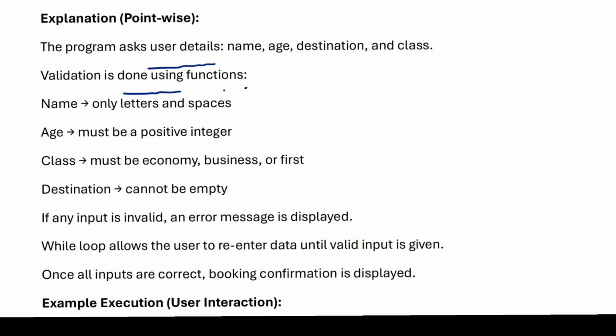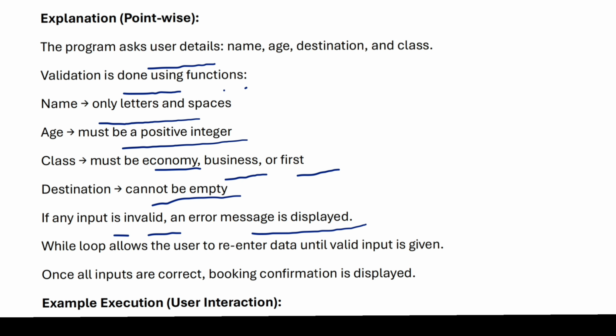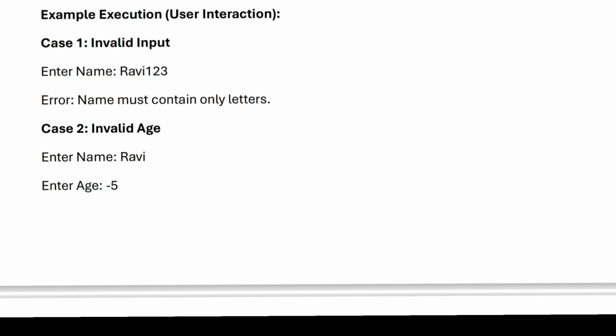So you have to write a name. How are you going to write the name? Only letters and spaces, and age must be a positive integer, and class must be economy, business or first. Destination cannot be empty, and an invalid input error will be displayed. So a while loop allows re-entering the data, and once all the inputs are correct, the booking confirmation is displayed. So if you go to an example, for invalid input: enter name, must contain only letters.